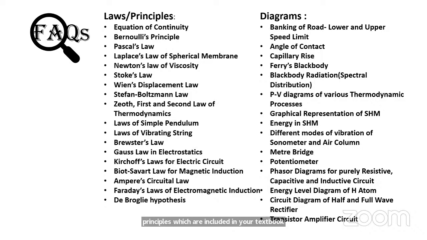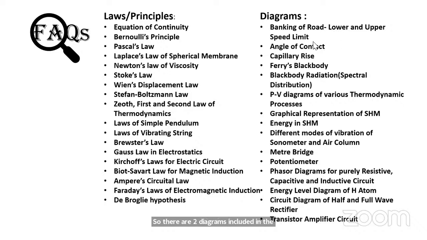Then as you can see, the next part of my slide is the diagrams. Here I have enlisted some of the diagrams which are frequently asked. Your section B, which is of 2 marks, many times they ask 1 or 2 questions to draw diagrams. So here is the list of the diagrams which are to be included. Banking of road, lower and upper speed limit. There are 2 diagrams included in the textbook.